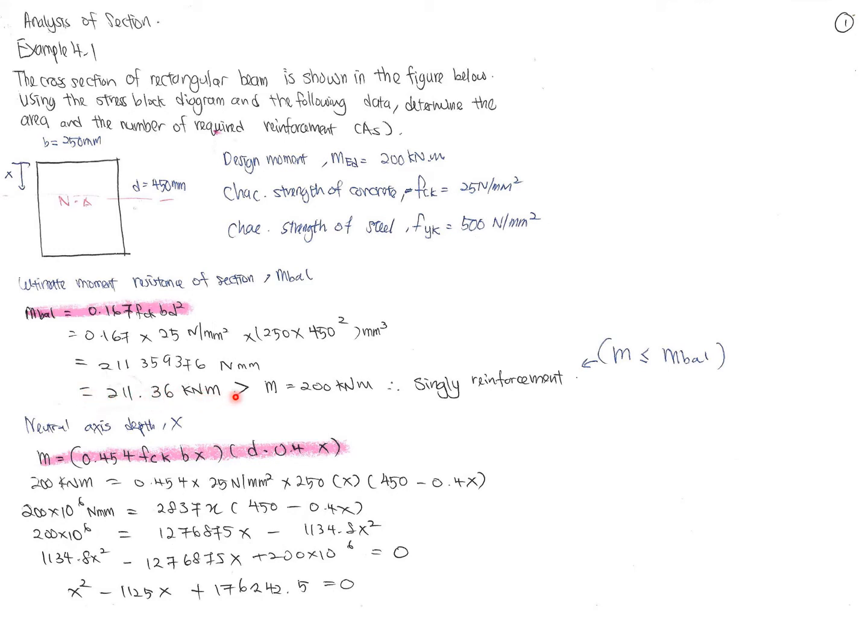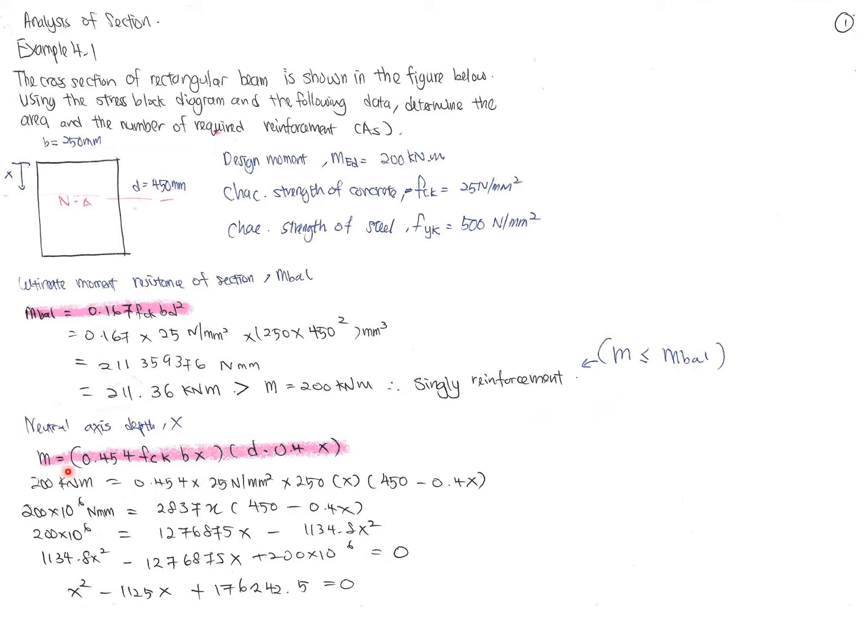Make sure you don't make mistakes at the conversions. So 211.36 kilonewton meter is greater than the design moment of 200 kilonewton meter. So it is singly reinforced because M is less than or equal to M balance. This is the ultimate moment resistance. The design moment is less than the ultimate, so you can just use singly reinforcement. If, let's say, M is greater than M balance, then you need to use doubly. So for this example it is singly reinforcement.